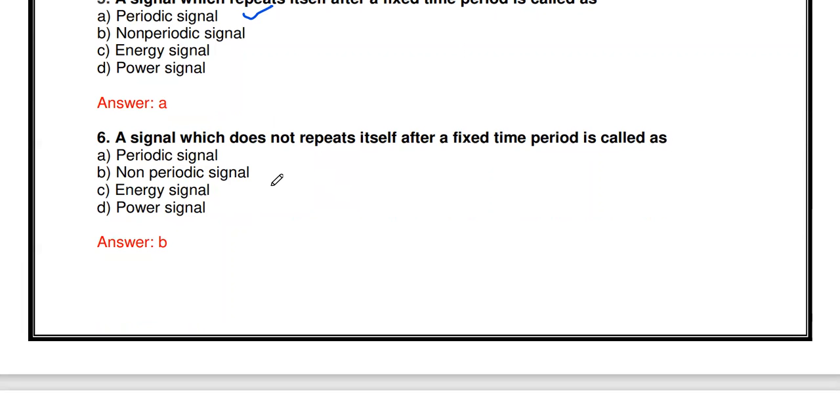Next one, a signal which does not repeat itself after a fixed time period is called a non-periodic signal. An example of a non-periodic signal is an exponential signal. You see the exponential signal starts from 0 and goes to infinity, so the shape is not at all repeating after a regular interval. So that is said to be a non-periodic signal.